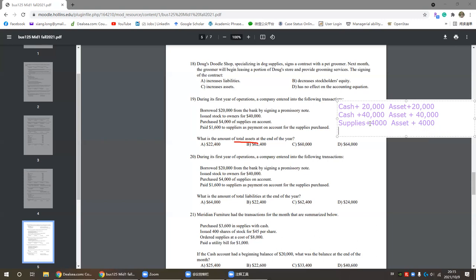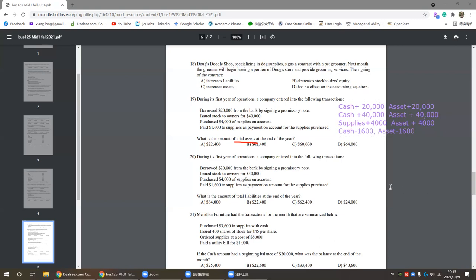And the next, pay 1,600 as a payment on account for the supply purchase. Here, our cash, of course, will be decreasing by 1,600 because we pay the cash, so our asset will be decreased by 1,600. One thing I want to point out is that we pay 1,600 as a payment on account for the supply purchase. Some of you may think that because they paid this 1,600, the supplies will be decreasing by 1,600. That's wrong. We only pay cash.